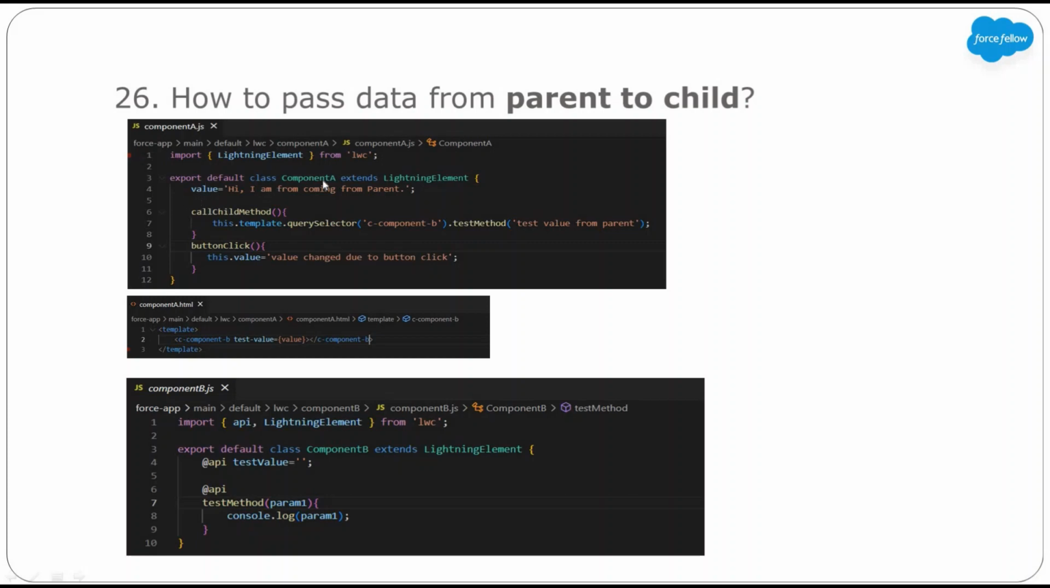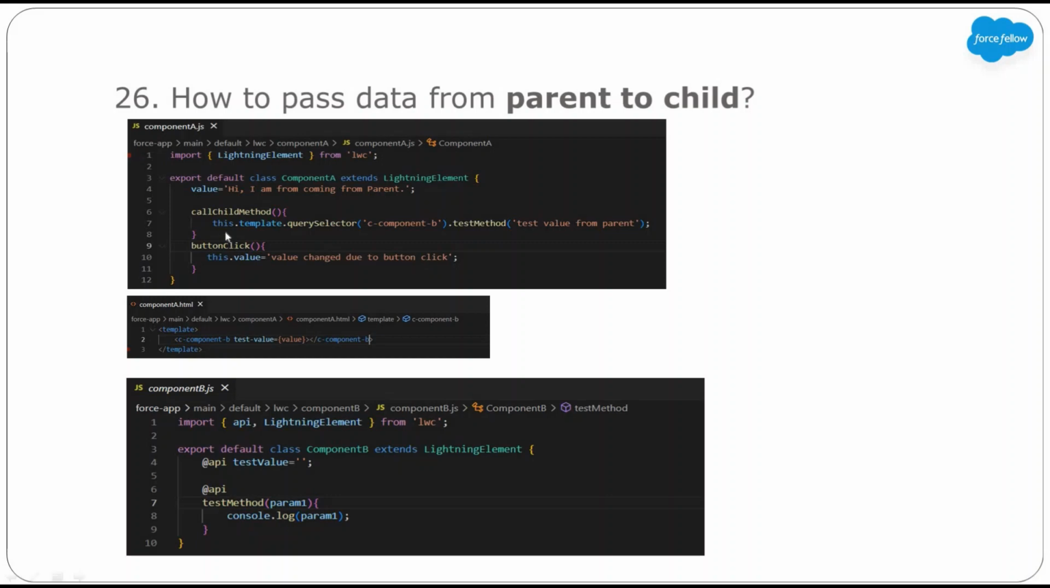So how is it working? On component A, we have a value property on line number 4, and we are passing this value property over here on line number 2 in the HTML with the component tag. And in B component, we have a public property. So this is how you can pass values from parent component to child component with public properties.